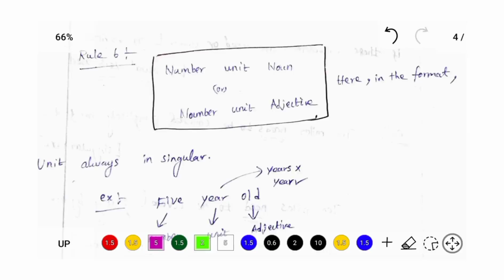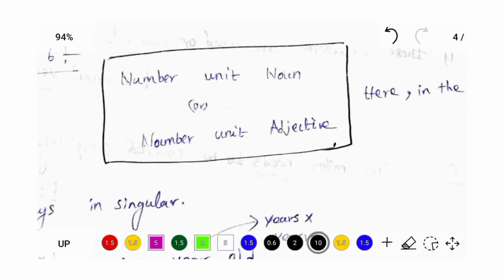Hello students and aspirants, in this video I am going to teach you rule number 6. What is rule number 6? Just look at this pattern.